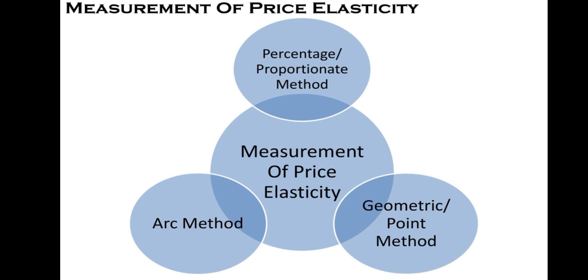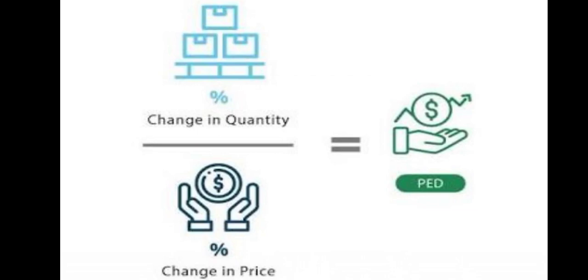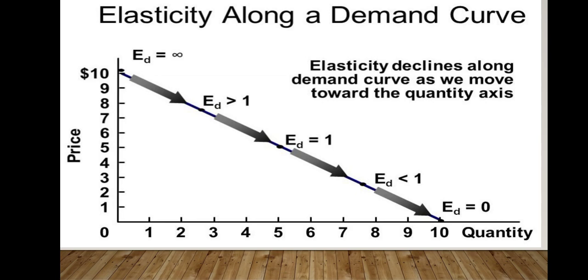Before starting the second type of category, we have measurement of price elasticity. You have three basic methods: percentage or proportionate method, geometric or point method, and arc method. Out of these three, percentage and geometric are the important ones. In the percentage method, the same formula will be used: percentage change in quantity demanded upon percentage change in price. For the geometric method, you have to remember this diagram. The formula says the points above the line segment divided by the points below the line segment.